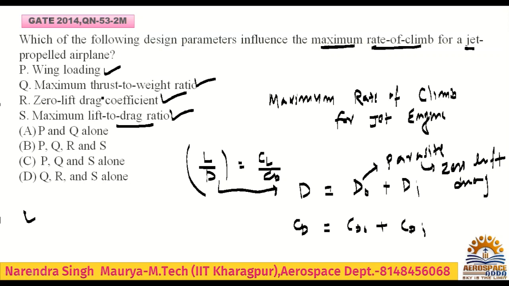Where is the option? P and Q, no. PQRS, this one is correct here. PQS alone, QRS alone, no. I think option D is correct. Answer D. I hope you understand this, the explanation I have given.